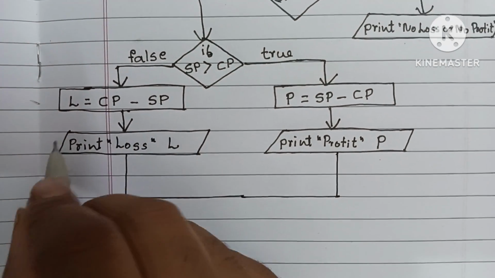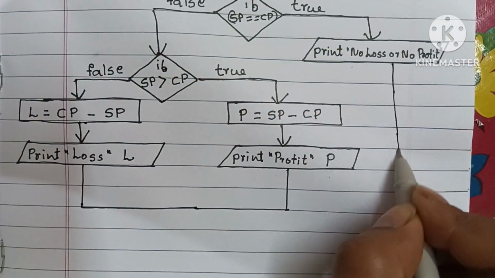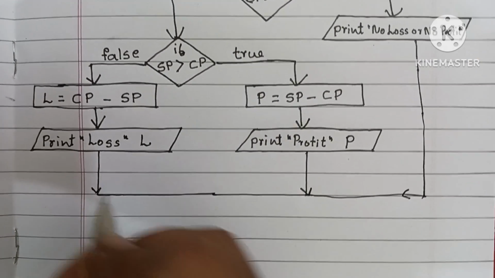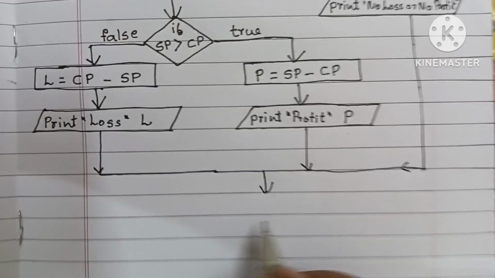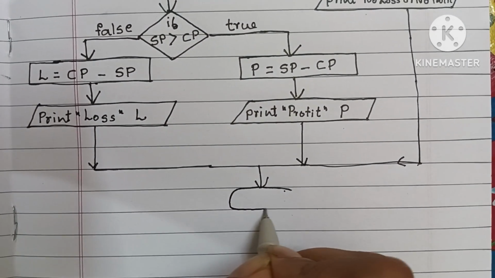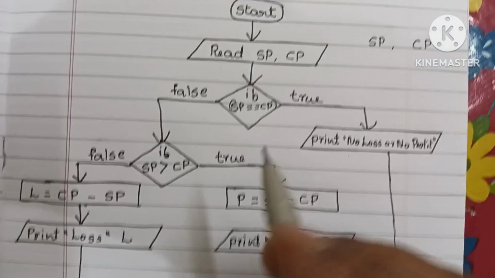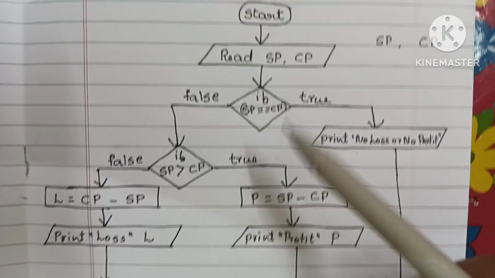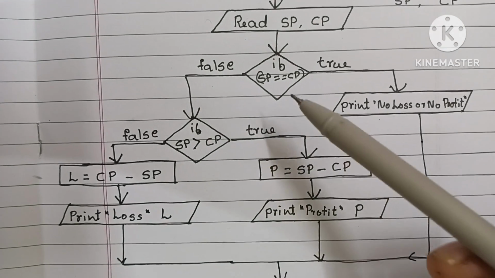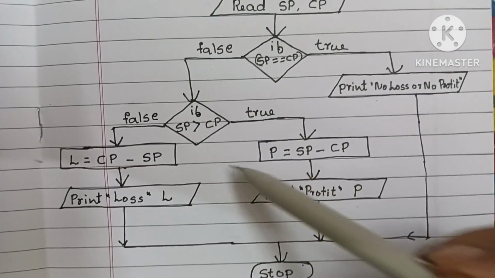Here print is there, no? Print represents output. Print is always written within a parallelogram shape. We have to combine all outputs and finally we have to stop the flowchart using a stop statement. Stop statement is written within an oval shape. Stop and start statements are always written within an oval shape. Input and output values are written within a parallelogram shape. Comparison is done within a diamond shape and calculation is done within a rectangular shape.